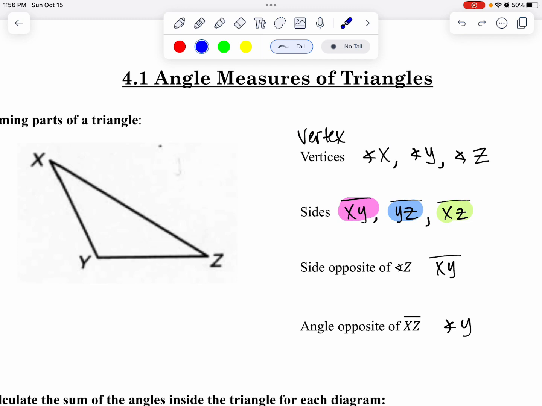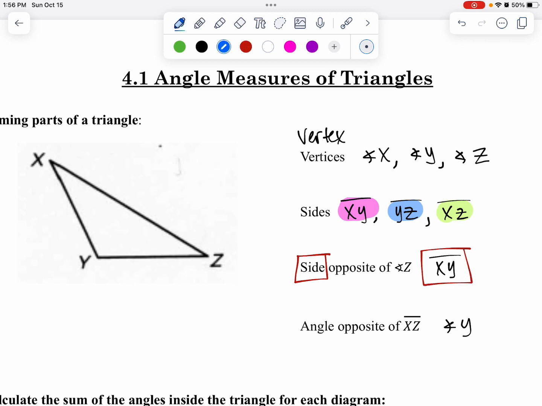Now let's talk about opposite. If I take angle Z, the side opposite angle Z is the side that it is not touching. This side right here is the opposite side of Z. It is called XY. Okay, it's a side. So make sure that if I ask for a side, you don't give me an angle. You give me an actual segment, right?